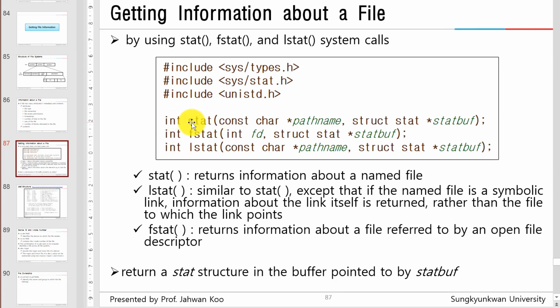Okay, let's see the stat system call. How many arguments are there? 2. Pointer pathname and pointer statbuf. Pathname means file name. Statbuf means stat buffer. What does the pathname point to? Character data type. What does the statbuf point to? Stat structure data type.